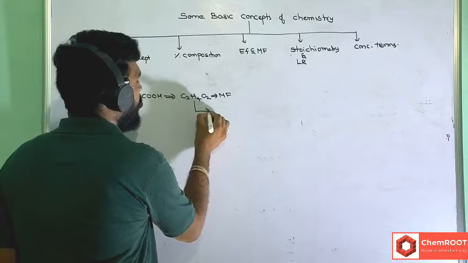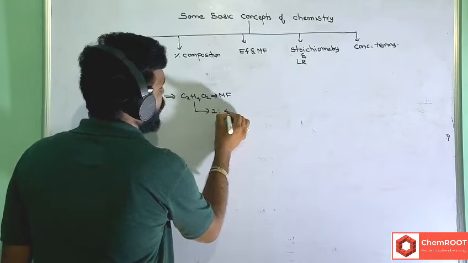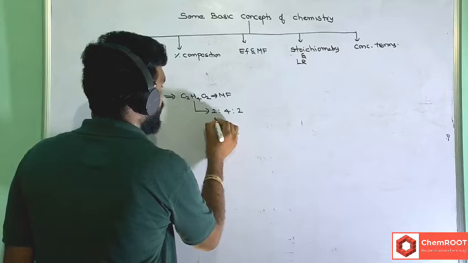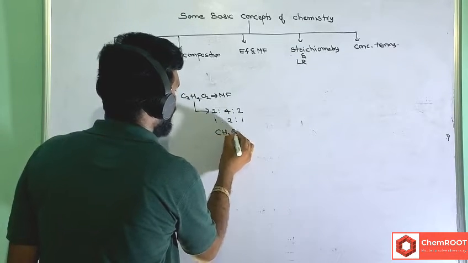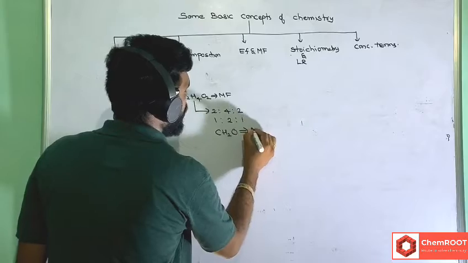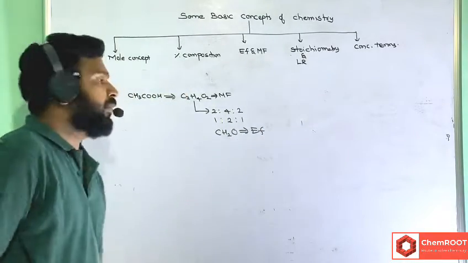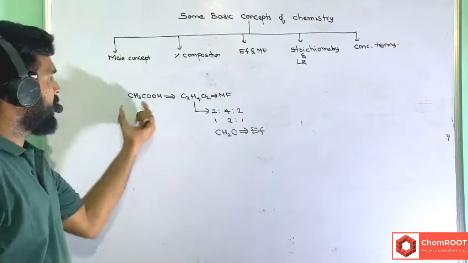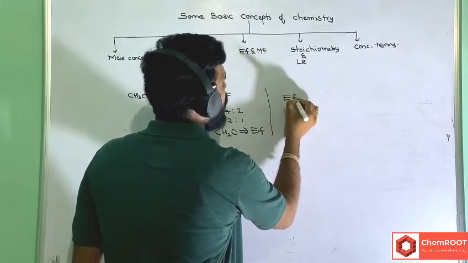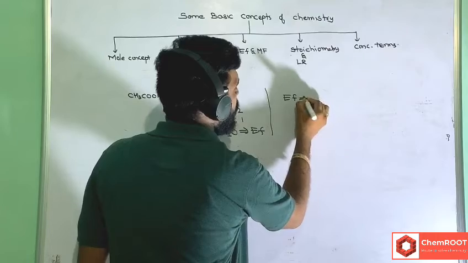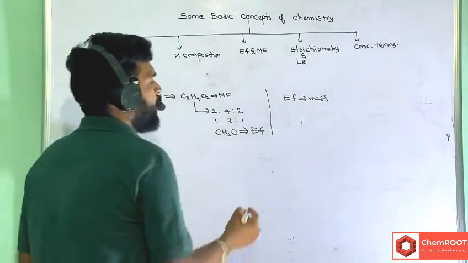Okay. And if you are taking the simplest ratio of atoms, 2:4:2 means that is 1:2:1. Then CH2O. This gives the information about empirical formula. The simplest ratio of atoms gives the information about empirical formula. So what is the relation between the empirical formula and mass? After getting the empirical formula, we will get the empirical formula mass.